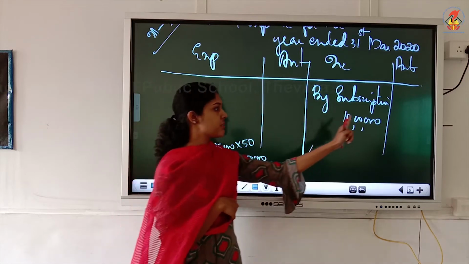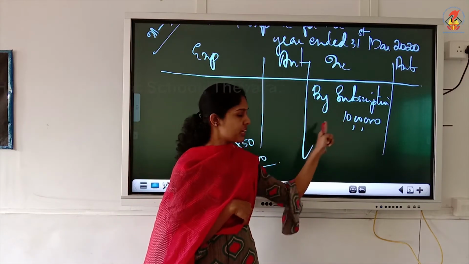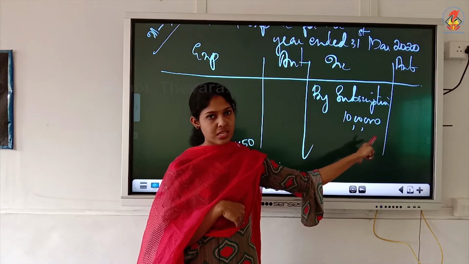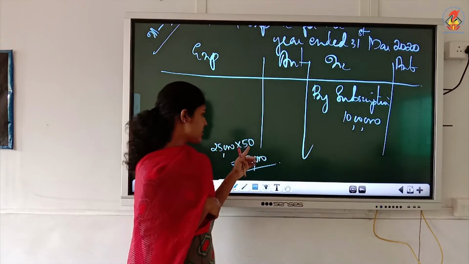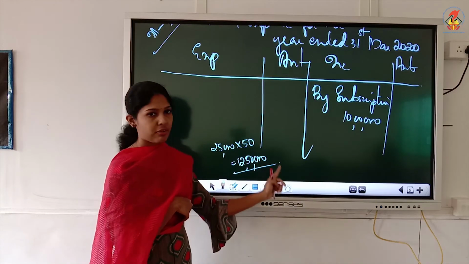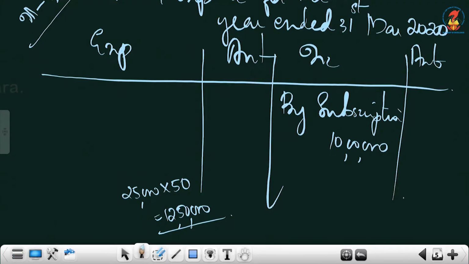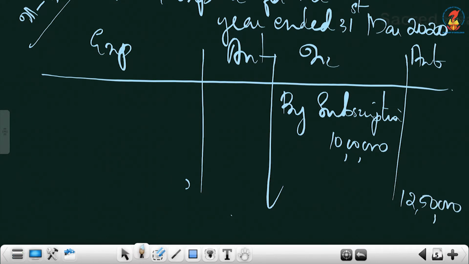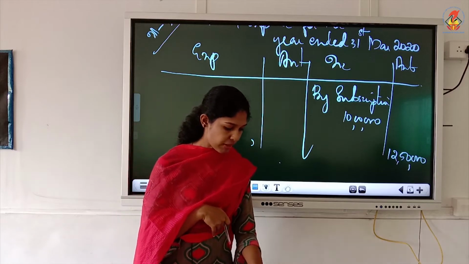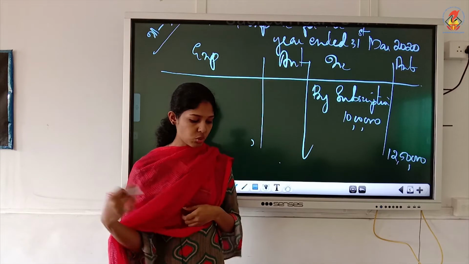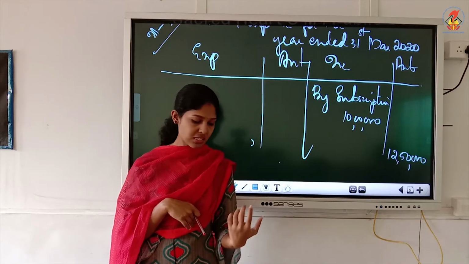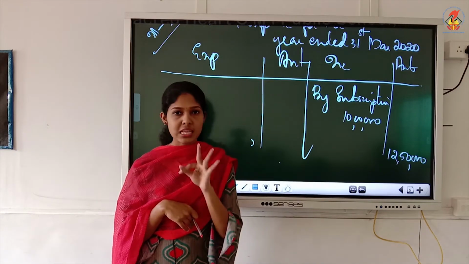But what we received is 10 lakhs. From where did we get this? That is on the receipt side, 10 lakhs. Okay. But what we are supposed to get is this 25,000 into 50, 12,50,000. So, in your outer column actually the figure must be 12,50,000. Okay. Now, we will continue with adjustment number 1. Subscription outstanding on 31st March 2019, that means last year's outstanding figure, 3 lakhs.